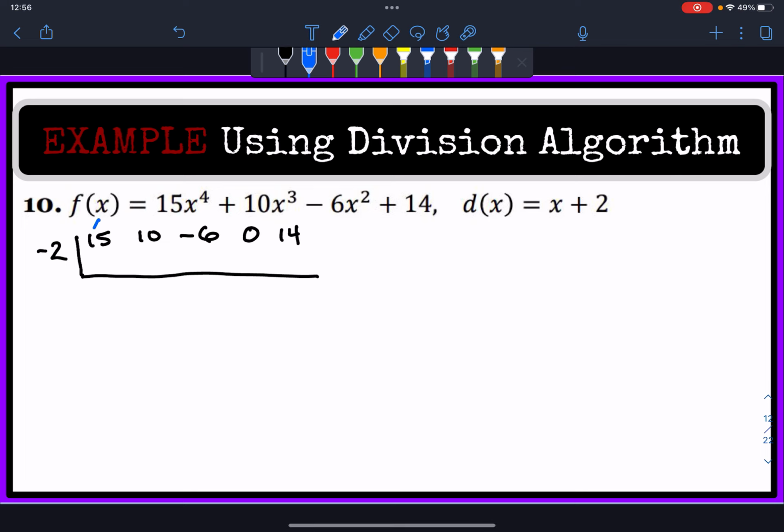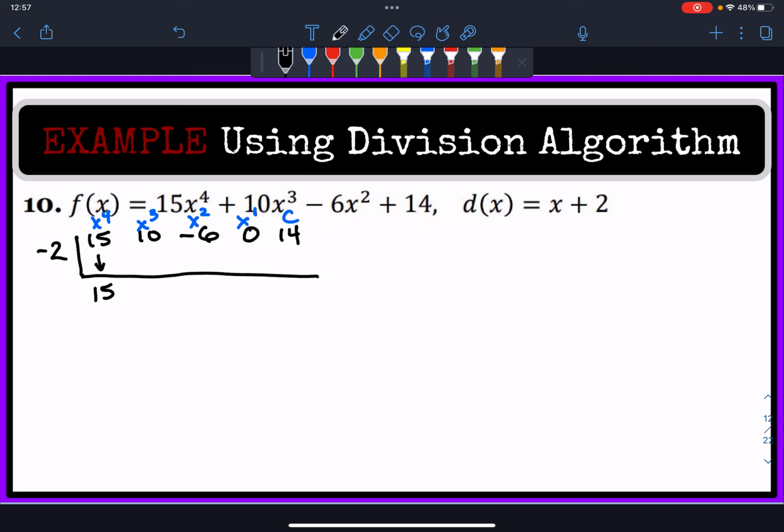So we have, again, our x to the fourth. We have an x to the third, an x to the second. We do not have an x to the first power. That's why we're using 0. And then at the very end is our constant. So let's bring down the 15 and let's multiply.